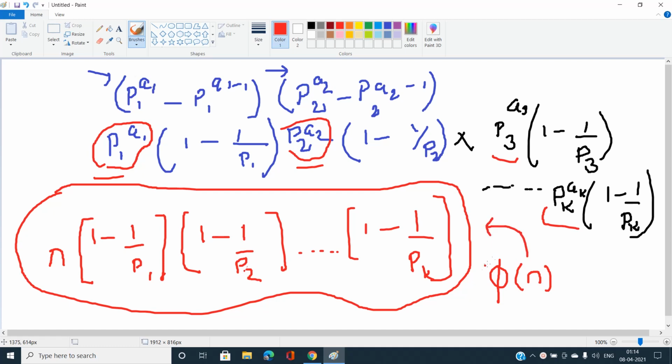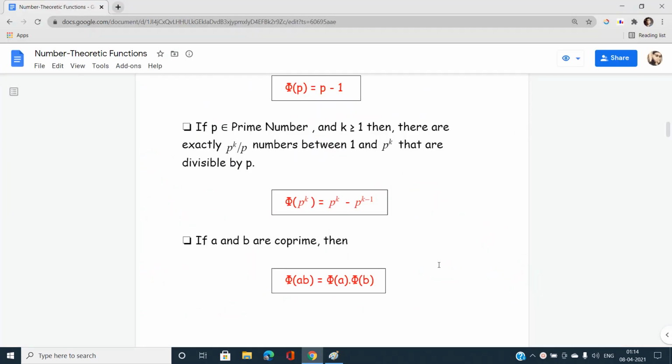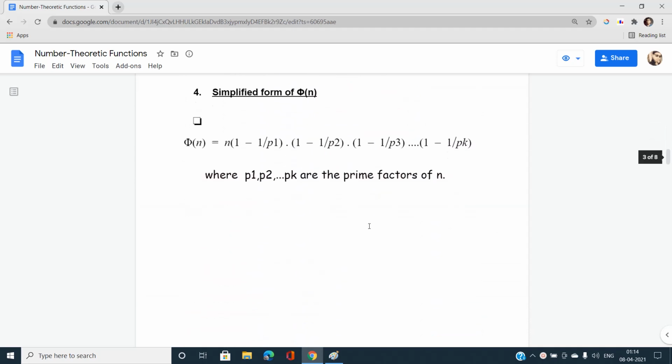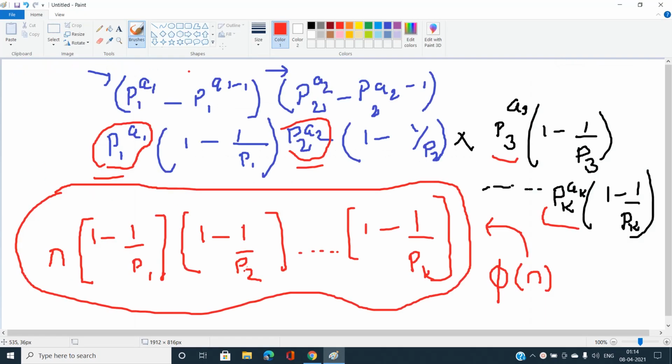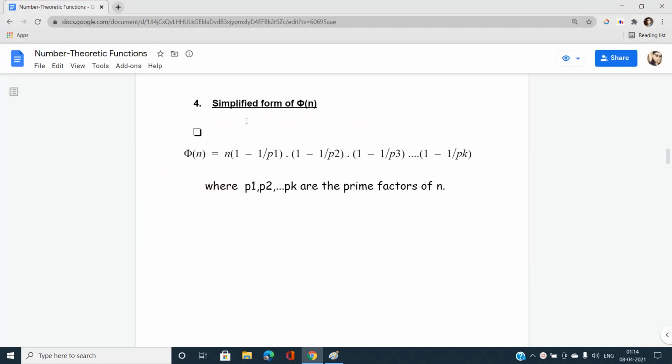In the simplified form, as I've already stated, we can calculate phi of n as n into 1 minus 1 upon p1 into 1 minus 1 upon p2 into 1 minus 1 upon p3, and it goes up to 1 minus 1 upon pk, where p1, p2, p3, up to pk are the prime factors of n. And you can see this statement is exactly equal to this simplified form of phi of n. Now comes the main role.